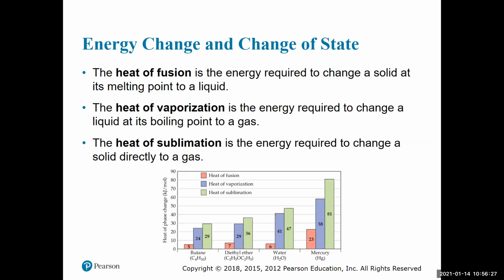That's the energy needed to change a solid directly to a gas. So once again, you get it to the right temperature, and then the energy that's needed to make that physical conversion is the heat of sublimation.